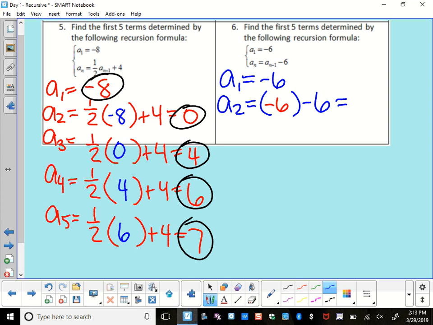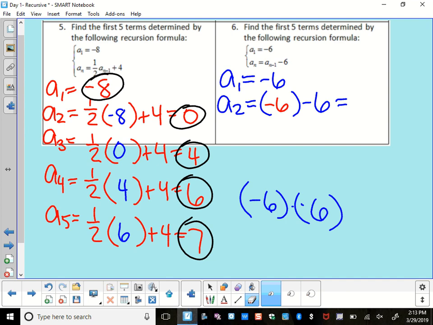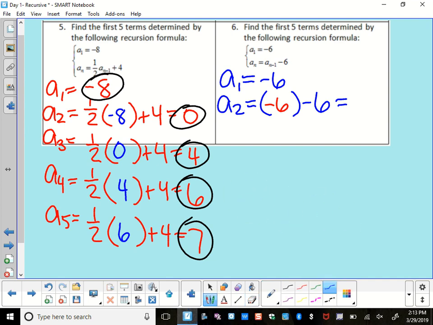It's 36? Be careful, because this should say your previous term minus 6. It's not your previous term times -6. I get what you're thinking, because you're thinking -6 times -6, but that's not in parentheses, so it's not being multiplied. So you should get -6 minus 6, which is -12.